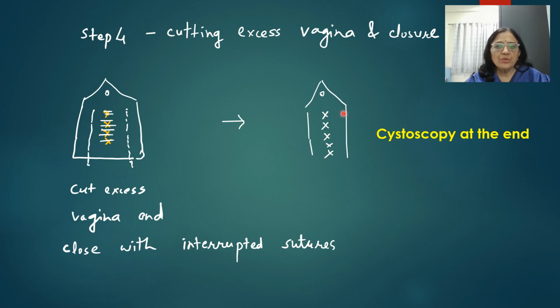Then we have to suture the anterior vaginal wall by either interrupted sutures or we can take a locking continuous suture also. Now cystoscopy is advisable and it should be done at the end of this anterior colporrhaphy, mainly to rule out any bladder injury or sutures being taken through the bladder mucosa, as well as to confirm the patency of ureters.